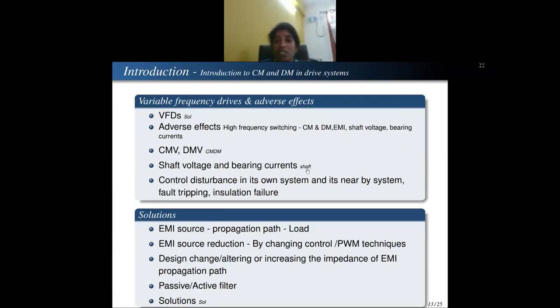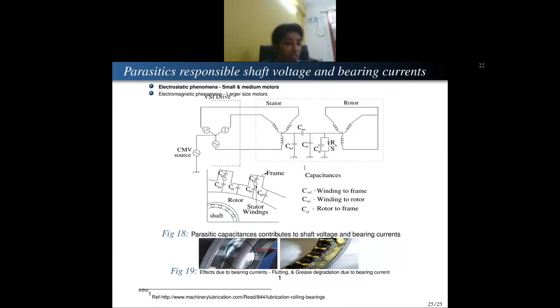Shaft voltage and bearing currents are a very unheard topic, even for electrical engineers. So I will just give a brief of it, not going in depth. This is the electrical equivalent circuit of the motor. You have a stator winding and you have a rotor winding. The neutral points will have, this is the lumped parameter equivalent capacitor circuit.